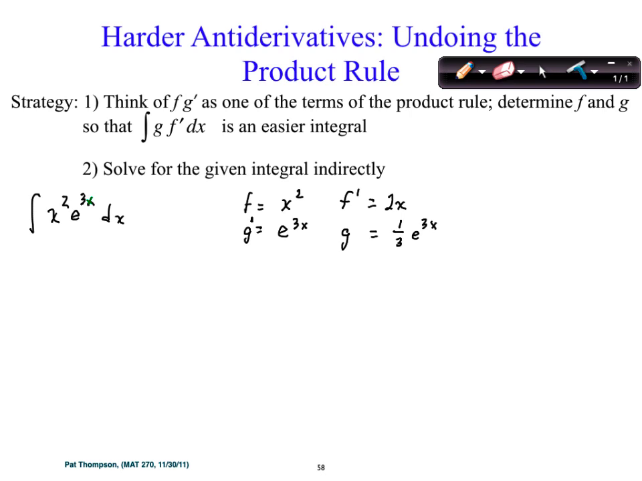Okay, so we'll set it up now. We're going to say our answer, plus the integral of, sorry, g f prime. So that'd be 1/3 e to the 3x times 2x.